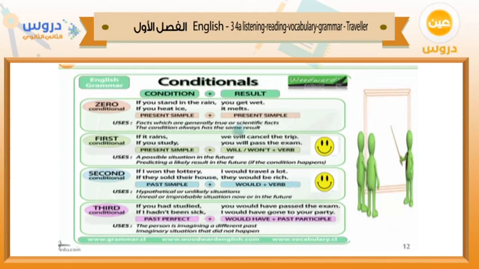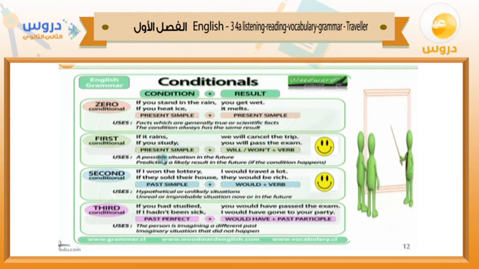The second one, which is the first conditional: if it rains, comma, we will cancel the trip. If you study, you will pass the exam. The first part with the if is present simple, just like the zero conditional. But the second part, which we call the answer, has will or will not, negative or positive, and a verb in the present. So you have present here, will, present. Here you have present, present. First conditional: simple present, will, simple present.